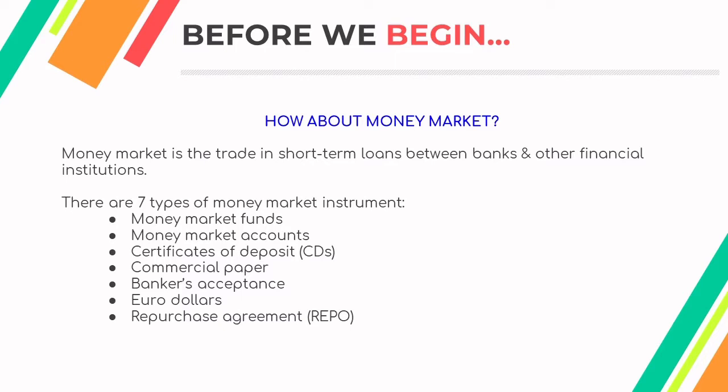So, there are 7 types of money market instruments that we can achieve. Firstly is money market funds. Secondly is money market accounts, certificates of deposit, commercial paper, bankers acceptance, Eurodollars, and lastly is repurchase agreement. Right now, I am going to pass on to the first presenter, which is Nurul Fatin Najwa.